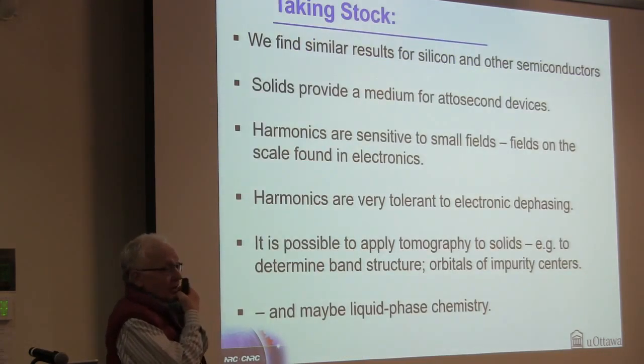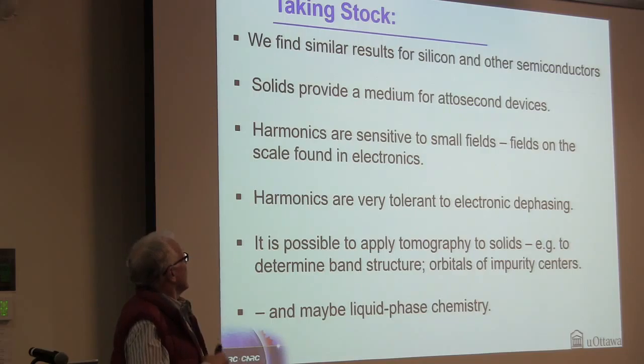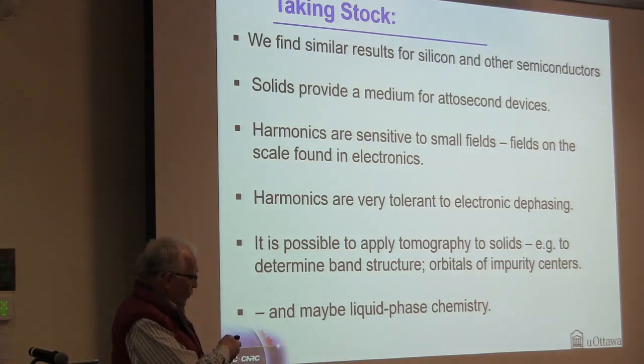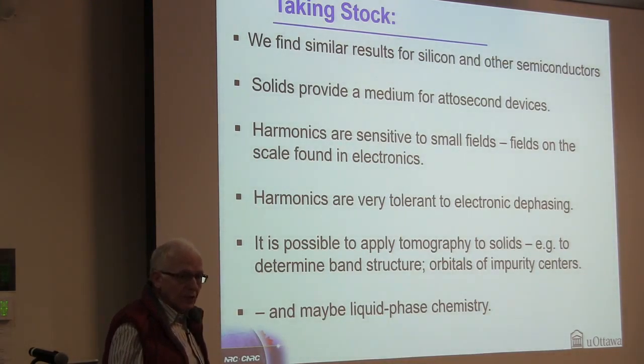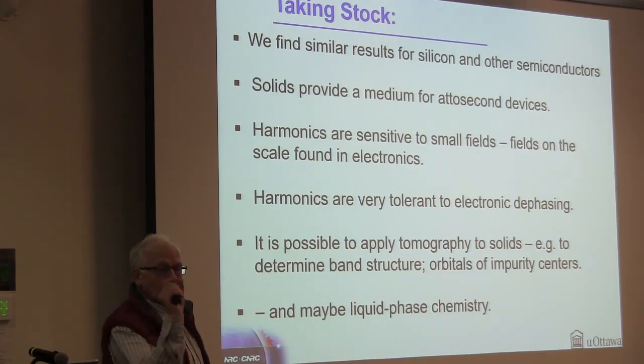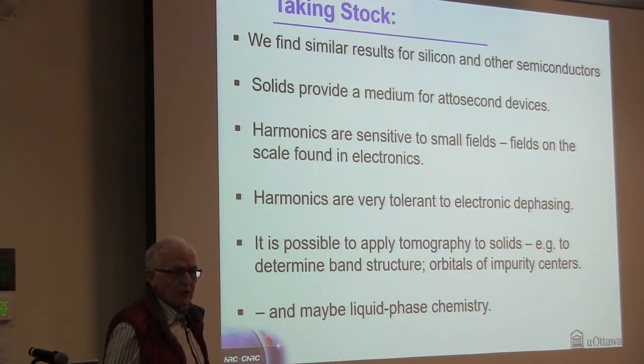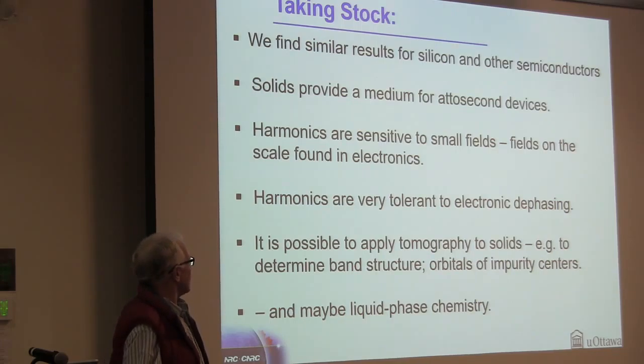So let me just finish off then. We find very similar results in silicon and other semiconductors. I forgot to say that the perturbing field that we need in order to make this noticeable at omega is 10 to the minus 5. This is almost no field at all. It could be applied with a DC field. In fact, we can now measure fields inside semiconductors. We can measure terahertz this way. You need almost no field in order to modify the high harmonic signal.